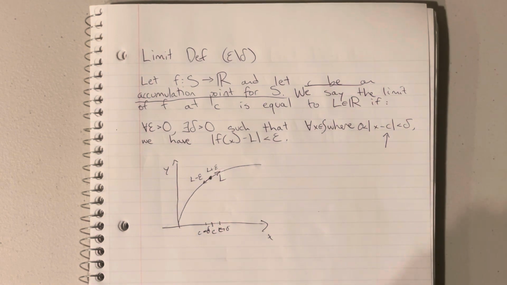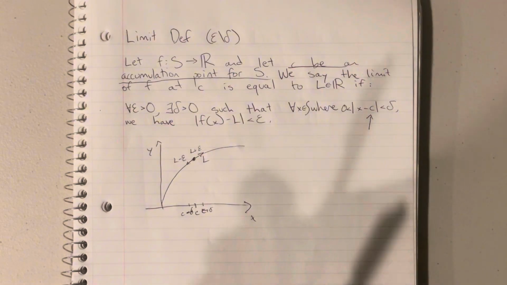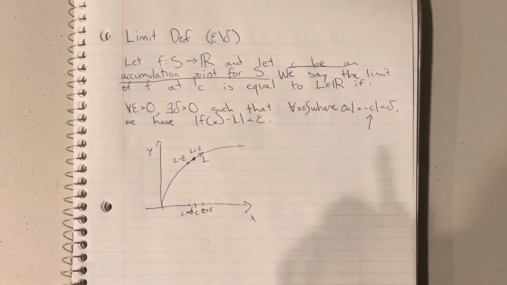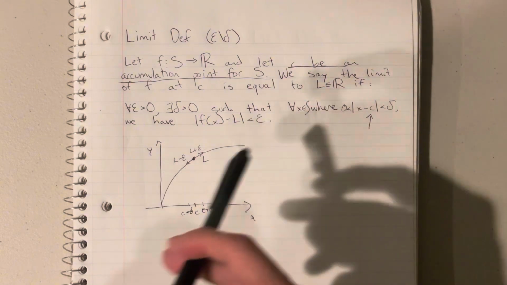There's some other tricks that you learn to compute limits, but to learn this, you can really just forget about all of that. This is building the definition of a limit from the ground up, and you kind of get an idea of what a limit actually is. There's no ambiguity here. Let f be a function from the set S onto the real numbers, and let C be an accumulation point for S.